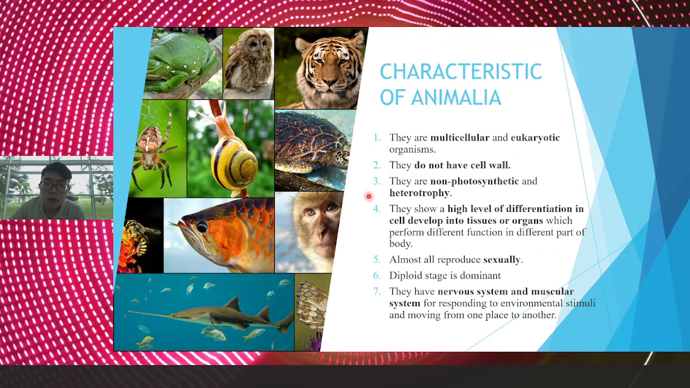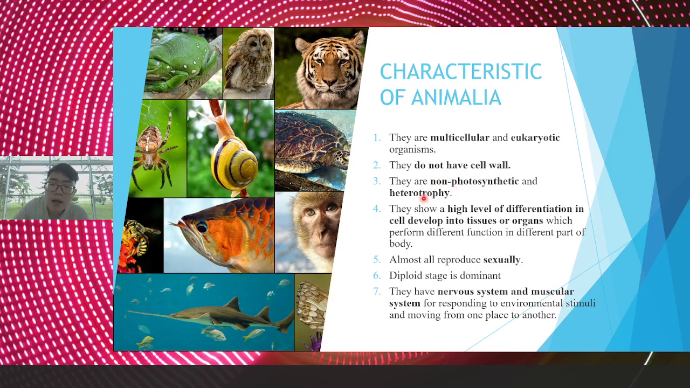As usual, we will see the characteristics of Animalia. For these 7 characteristics, I don't think I need to explain much. Animals are multicellular, sure, right? Humans are multicellular. All animals are multicellular, and they are eukaryotic. Animals do not have a cell wall. The cells in animals do not contain a cell wall, and animals are not photosynthetic, so they cannot produce food themselves. So they need to consume nutrients from outside.